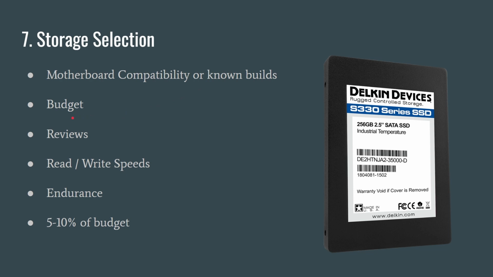Next, obviously, is budget, and typically that's going to be 5 to 10% of your budget. Usually a good SSD, say a terabyte SSD, is probably going to be around $100 to $150, at least right now.